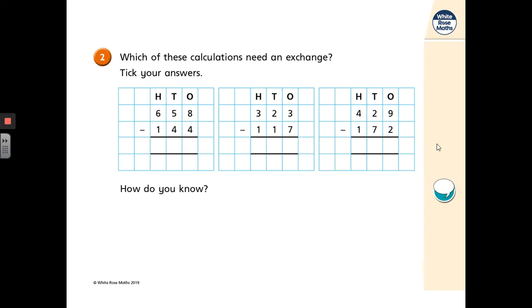Okay, question 2. So which of these calculations need an exchange? Tick your answers. How do you know? So you don't have to work this out. You can just look at the different digits and think, right, are there any where the top number is smaller than the bottom number? Because chances are that would mean it is going to need an exchange. So carefully look at these. Which ones do you think will need an exchange?